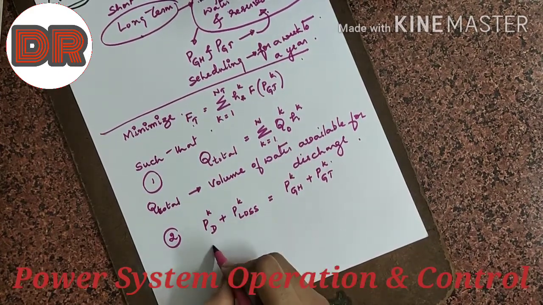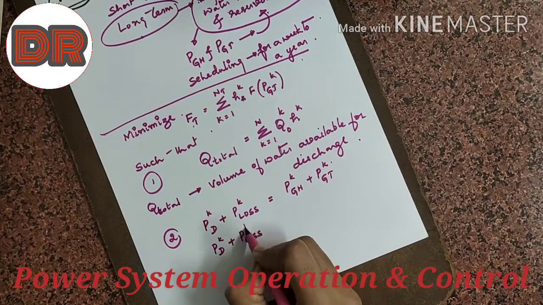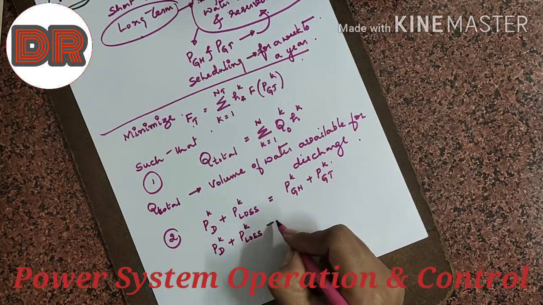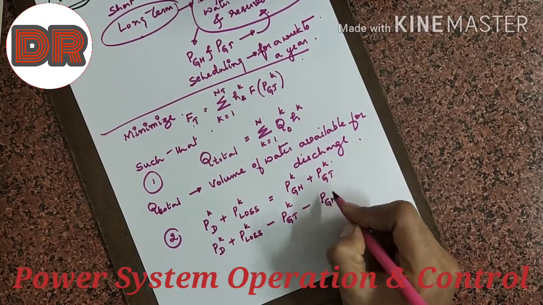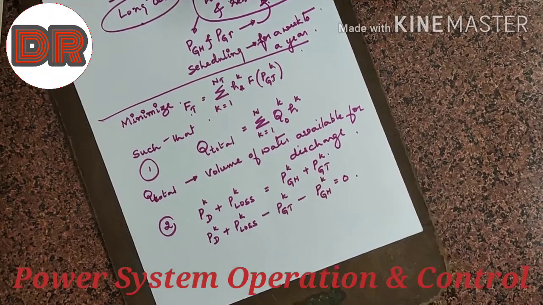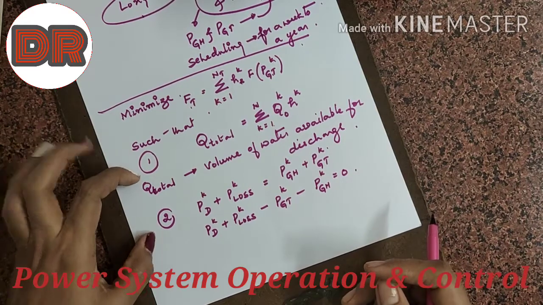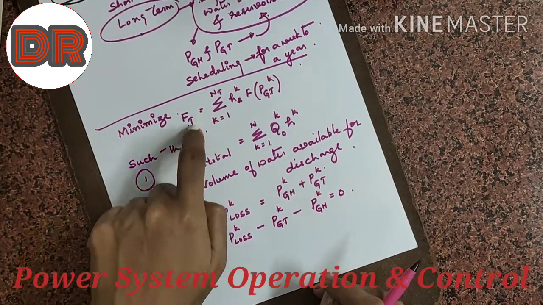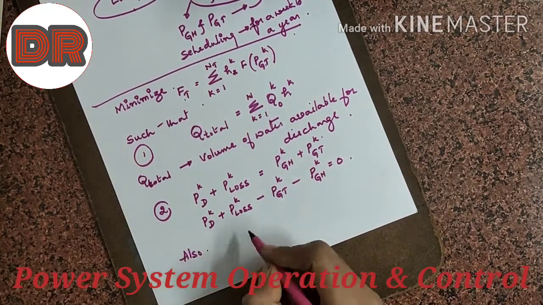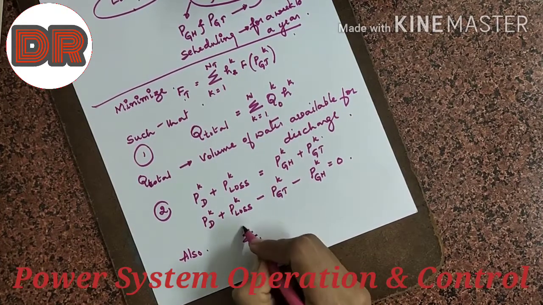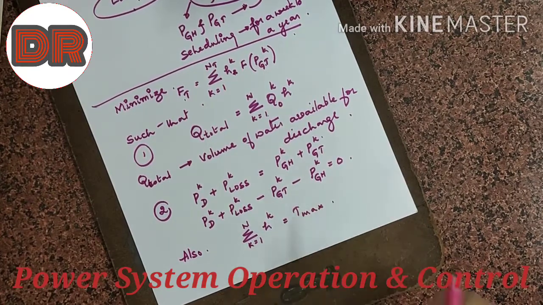Now the same thing I can write as PDK plus P loss K minus PGTK minus PGHK will be equal to 0. So these are the two constraints which we have to consider, and based on that we have to minimize the cost, the total cost for the system. Also, one thing to be remembered is that summation K is equal to 1 to N, HK is nothing but the total time, that is the maximum time. This has to be remembered.